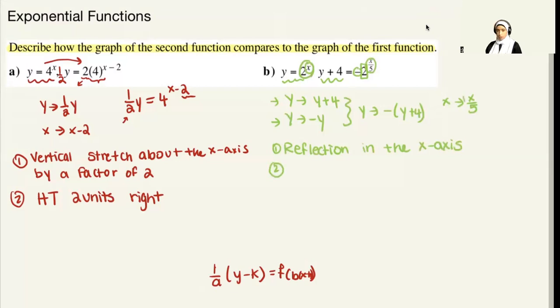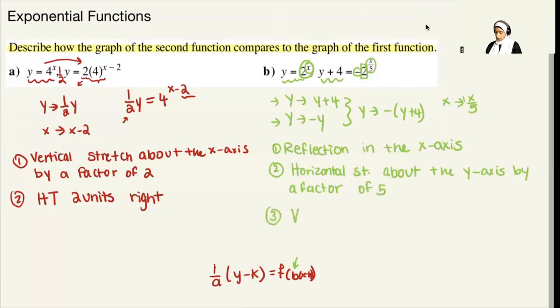That means that I multiply all the x values by 5. I multiply by the reciprocal of b. And so over here, I'm going to have a horizontal stretch about the y-axis by a factor of the reciprocal of b, so by a factor of 5. And then our last thing is translation.